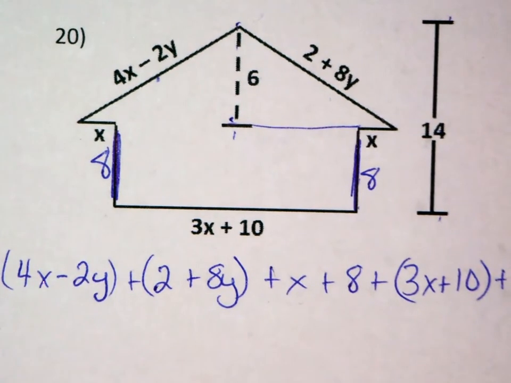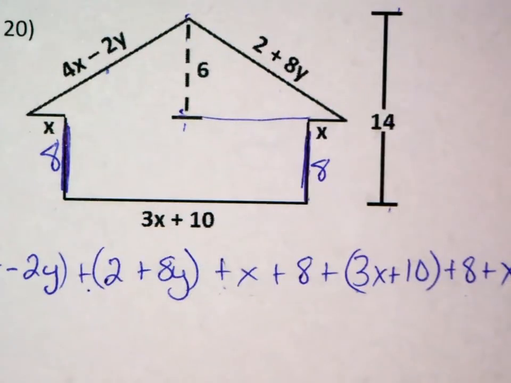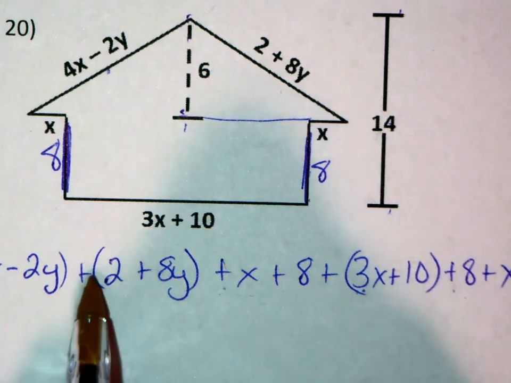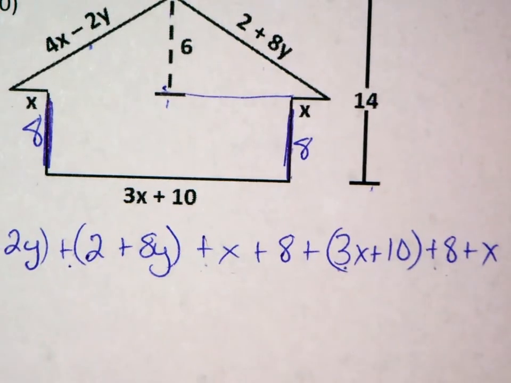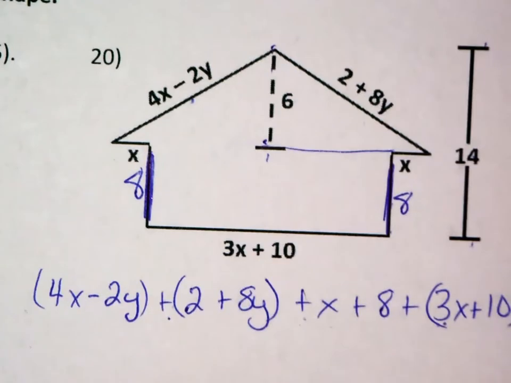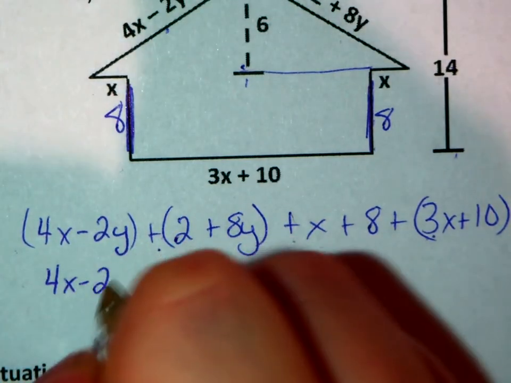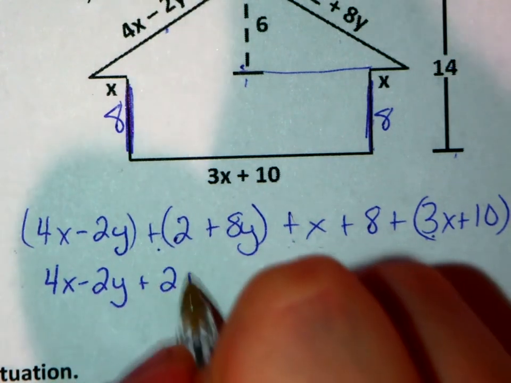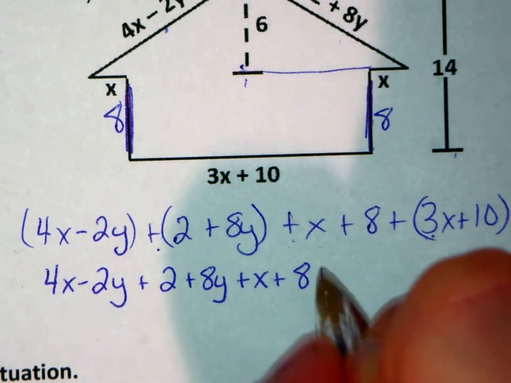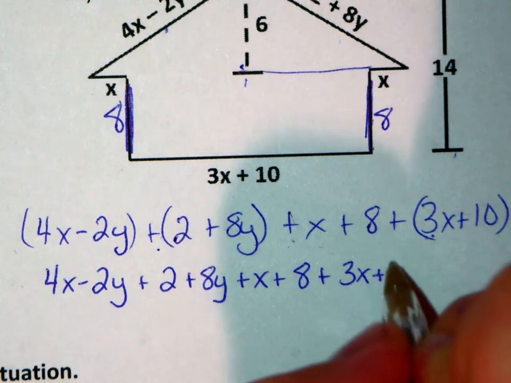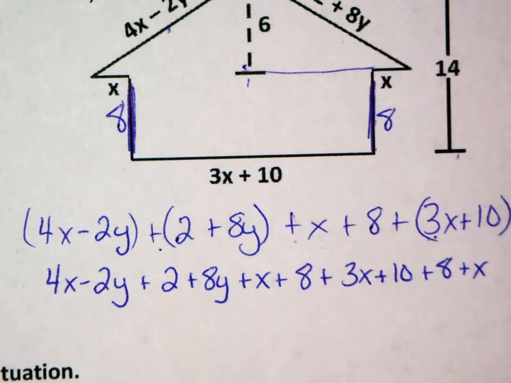Now we need to look through, do I have any negative signs in front of any of my expressions? And I don't. So since there's no negative signs in front of any of these parentheses, there's nothing that will need to be distributed through, and I can simply pull all of my parentheses out. And so I'm going to try to do this with a little bit tighter writing. 4x minus 2y plus 2 plus 8y plus x plus 8 plus 3x plus 10 plus 8 plus x. Got it all into one screenshot.